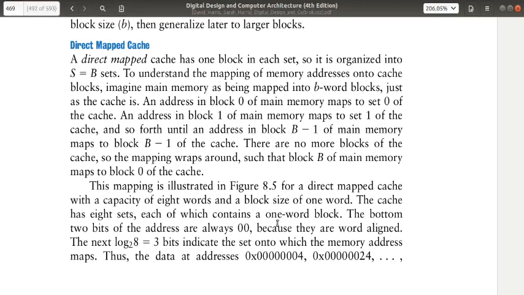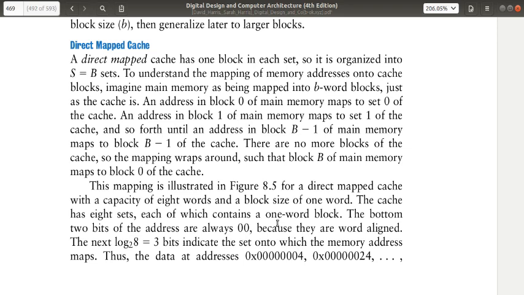Hello. In the previous lecture, we discussed the concept of mapping, and the concept of sets, blocks, and words, and how they are divided in the cache. We discussed the concept of temporal locality and spatial locality, and how that is the reason behind the usage of cache memory.